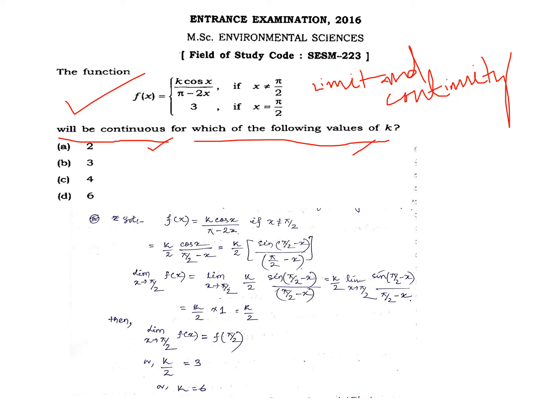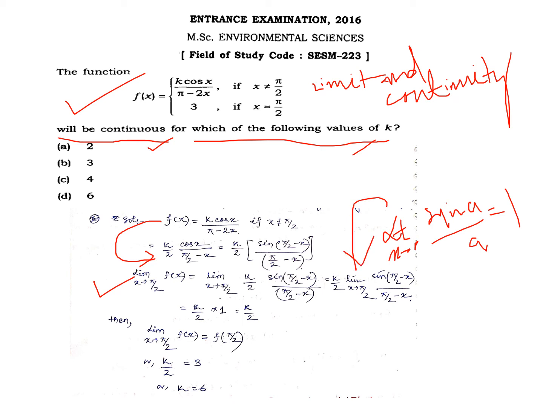So what do I do? I take k by 2 outside, and I also convert pi minus 2x as 2 times pi by 2 minus x. So I got this kind of structure of our formula. According to one formula, the limit as x tends to a of sin a by a equals 1. So as per that formula, I should get k by 2 into 1 equal to k by 2.